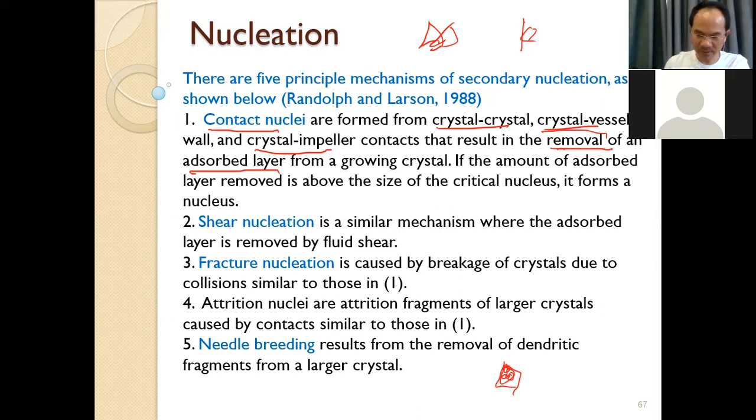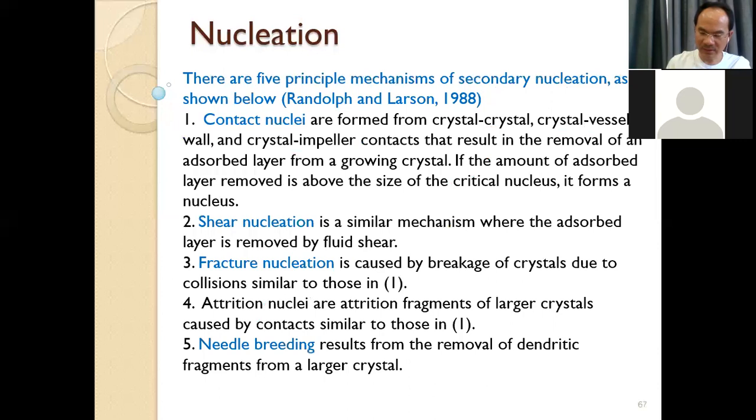And also shear nucleation. The mechanism is like the same, like crystal-impeller, crystal-vessel wall. But this is the effect of fluid shear. That's right, fluid shear removes this surface to become a new crystal. And the third mechanism we call the fracture mechanism, which is fracture nucleation. It's based on the breakage of the crystal. That's right. For this case. Okay.